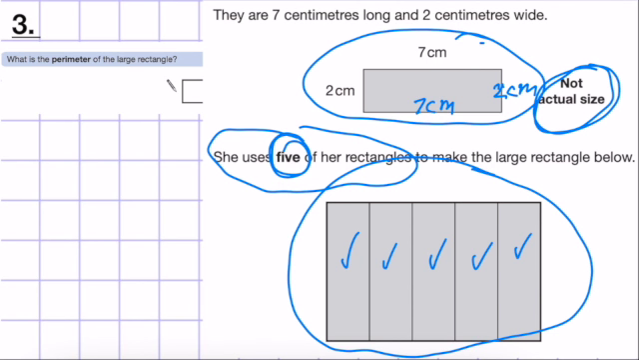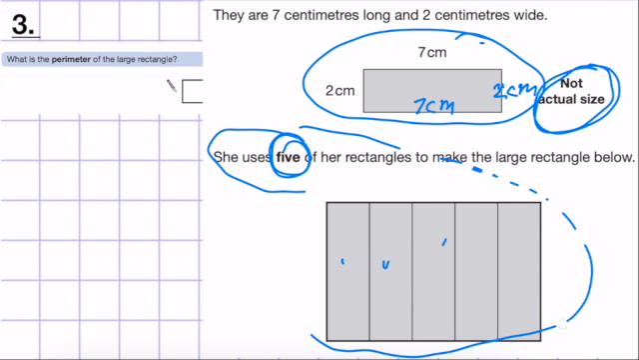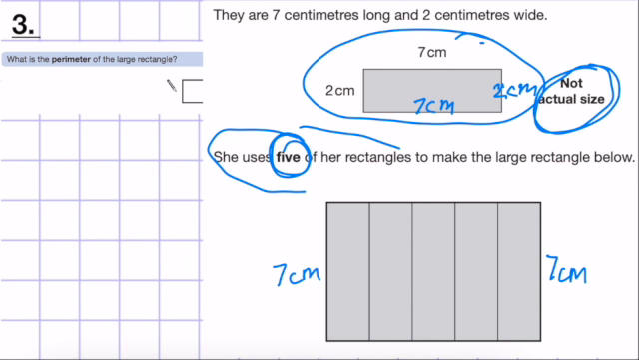Okay, so just going to clear some of my annotations so that we don't get confused, because there's quite a lot of scribbles on this at the moment. All right. The long side, that is 7 centimetres. And that is 7 centimetres. Okay. A short side, each of these here, each of those is 2 centimetres.